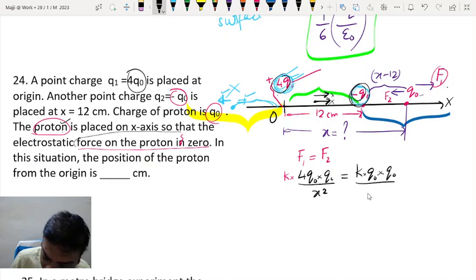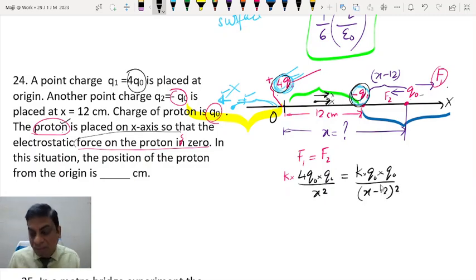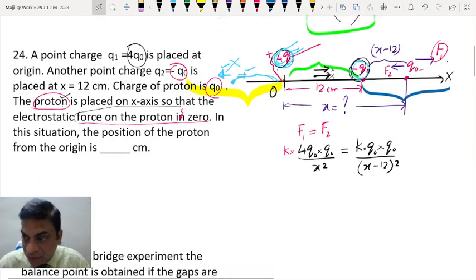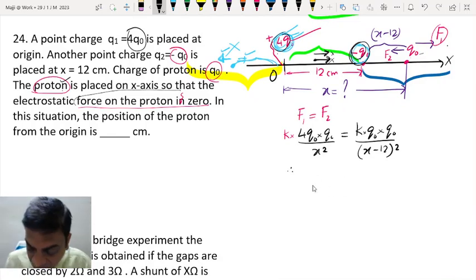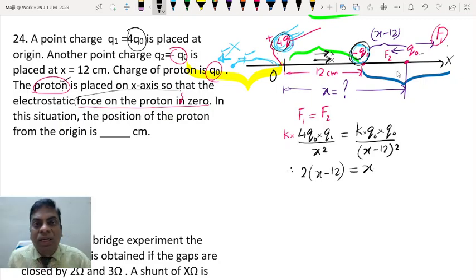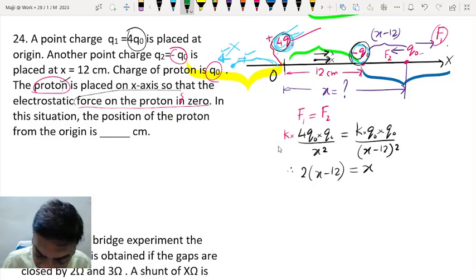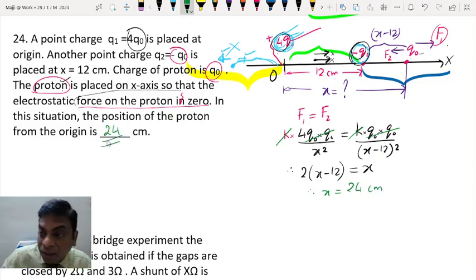Students, you should not take the negative charge with the negative sign, because we are just considering the magnitude. Immediately extract the square roots. When you extract the square root, don't use plus or minus, because we have already investigated the entire thing. X has to be plus. So K gets cancelled, Q naught gets cancelled, and so on. So you have X is equal to 24 centimeters. So 24 is the correct answer.